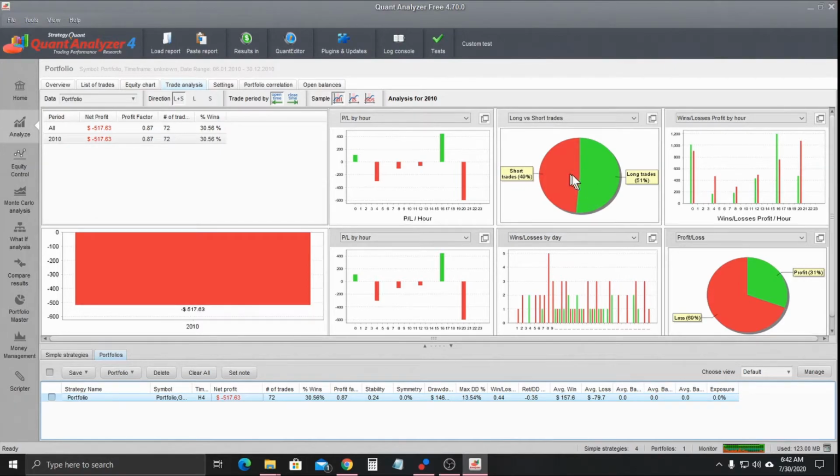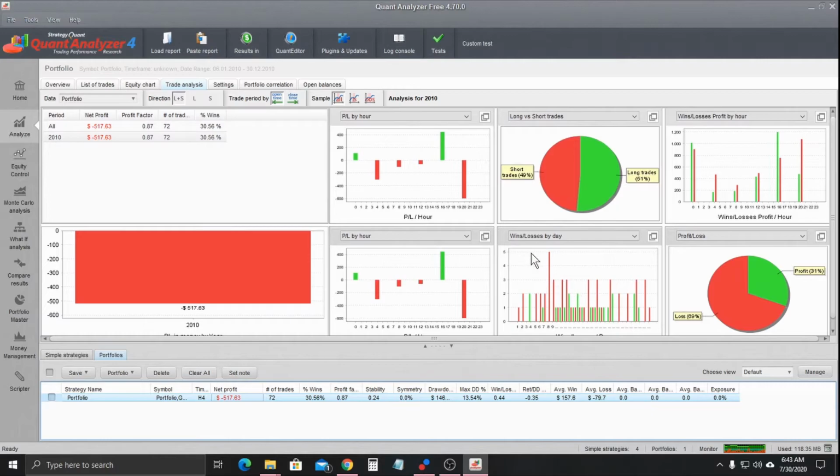And as far as longs and shorts, I did better on my longs. Profitability is 31%, loss is 69%, and that's just an extension of Quant Analyzer 4, where you can decide on the strategy that you're trading, if you don't want to trade at 100 hours, you don't have to trade then, because that's when you're taking most of your losses. So that is that for right now.